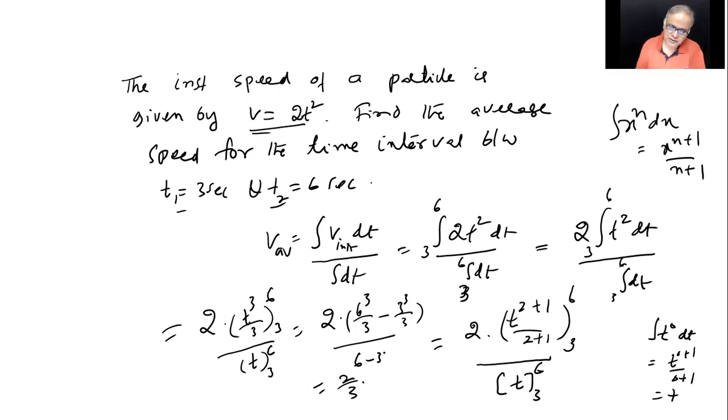36 into 6, 216. 216 minus 3 cubed, 27. Right? All right. So that will be it.